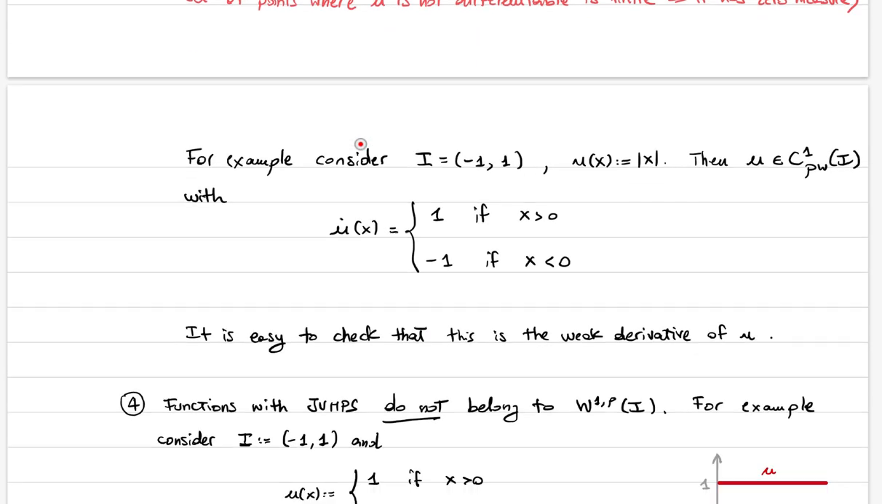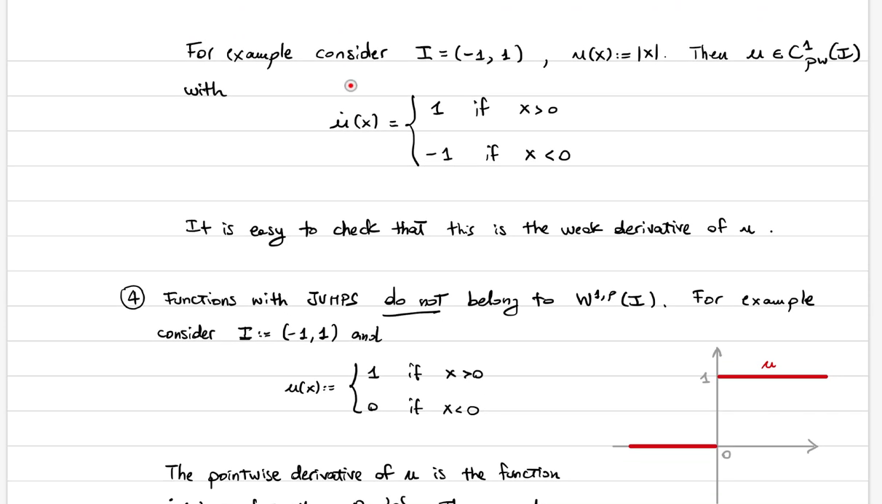Okay, there is a concrete example here. Consider I to be the interval (-1, 1), and take u to be the absolute value of x. This is the function absolute value of x, and you see that at this point the function is 0. This function is non-differentiable at 0, and you see that the piecewise derivative is -1 in this branch and 1 here, and it's not defined in 0, so this is what is written here.